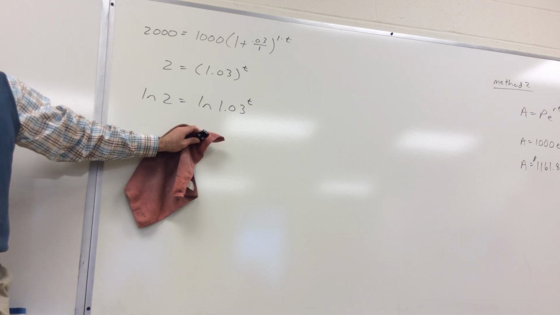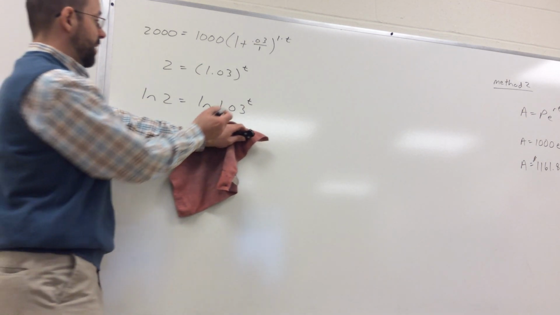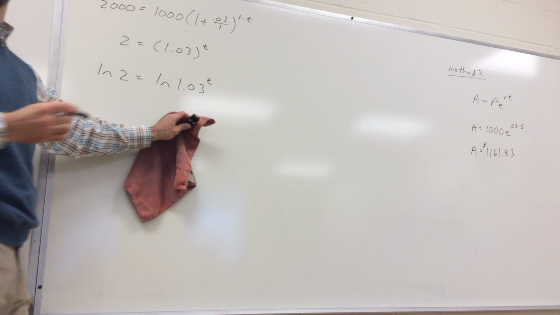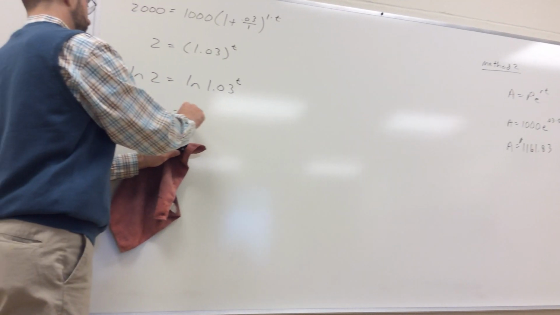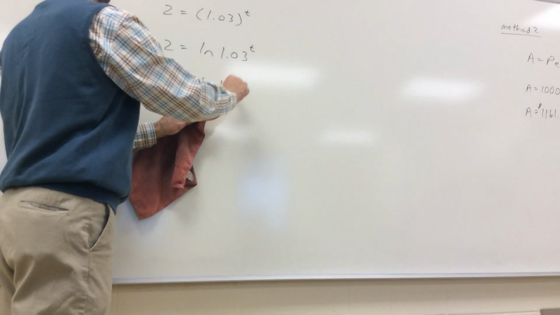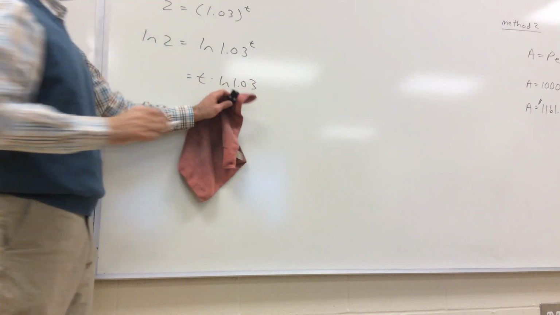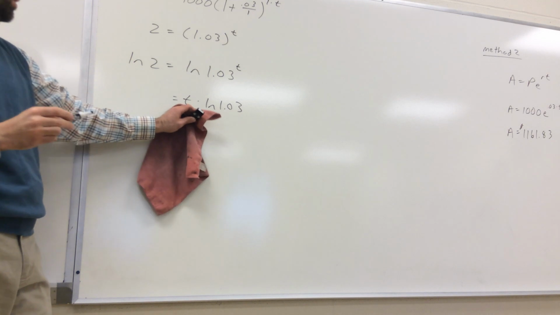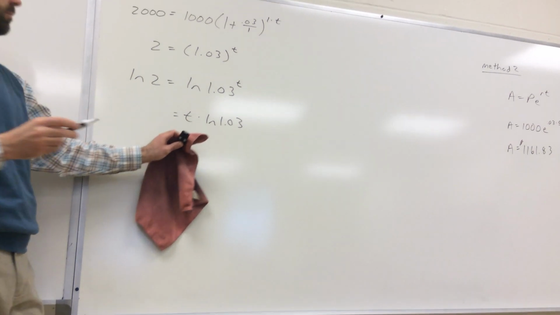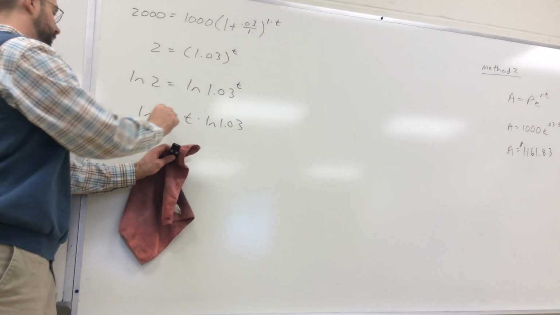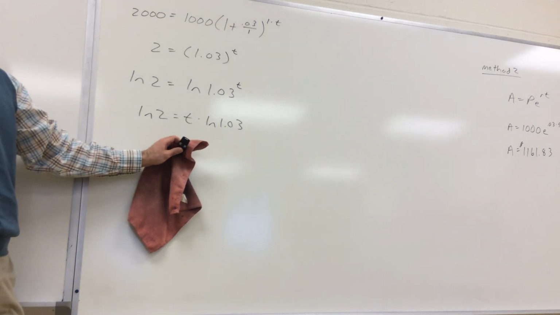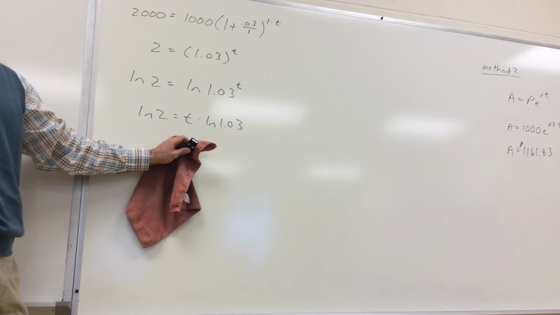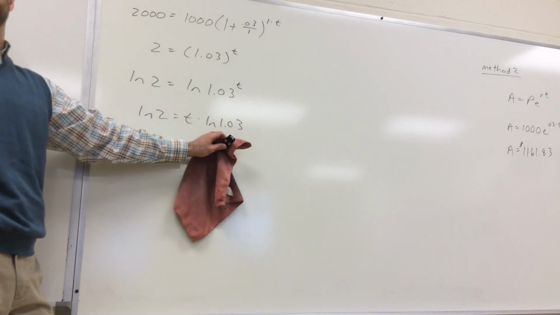Then the reason we want to do it is because when you have an exponent inside a log, it can be a multiplier in front. So the convenience of it is now this t is no longer upstairs, it's now on the regular level. So then you can solve for t by dividing both sides by the ln of 1.03.